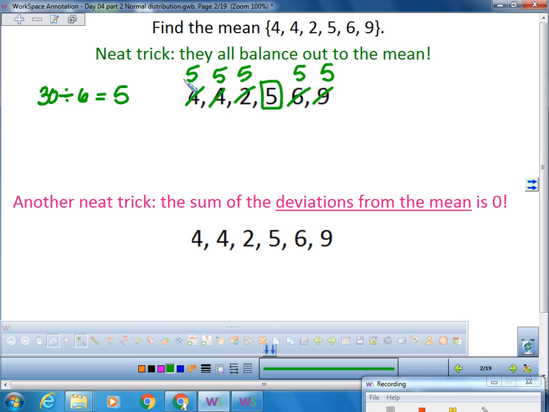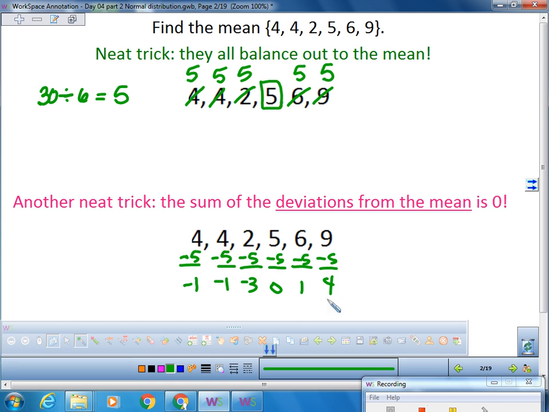Something else with this, the standard deviation. Another trick is the sum of the deviation from the mean is 0. So if I take 5 away, let's find the deviation from 4. The deviation from the mean is negative 1. Subtract 5, negative 1. Subtract 5, negative 3. Subtract 5, 0. Subtract 5, 1. Subtract 5, 4.